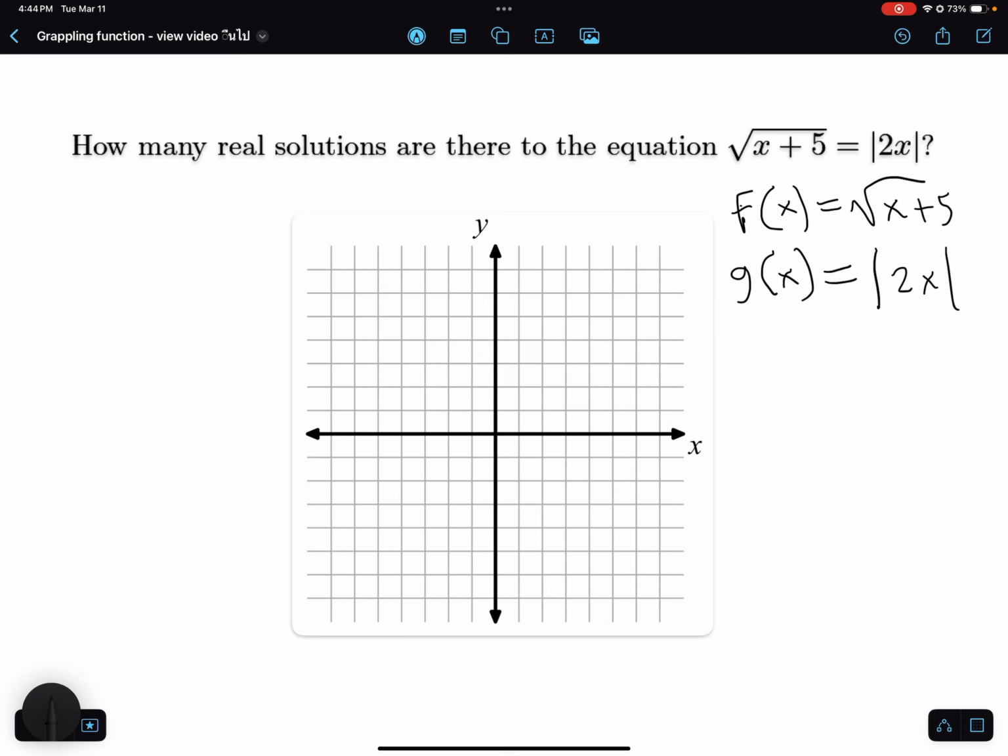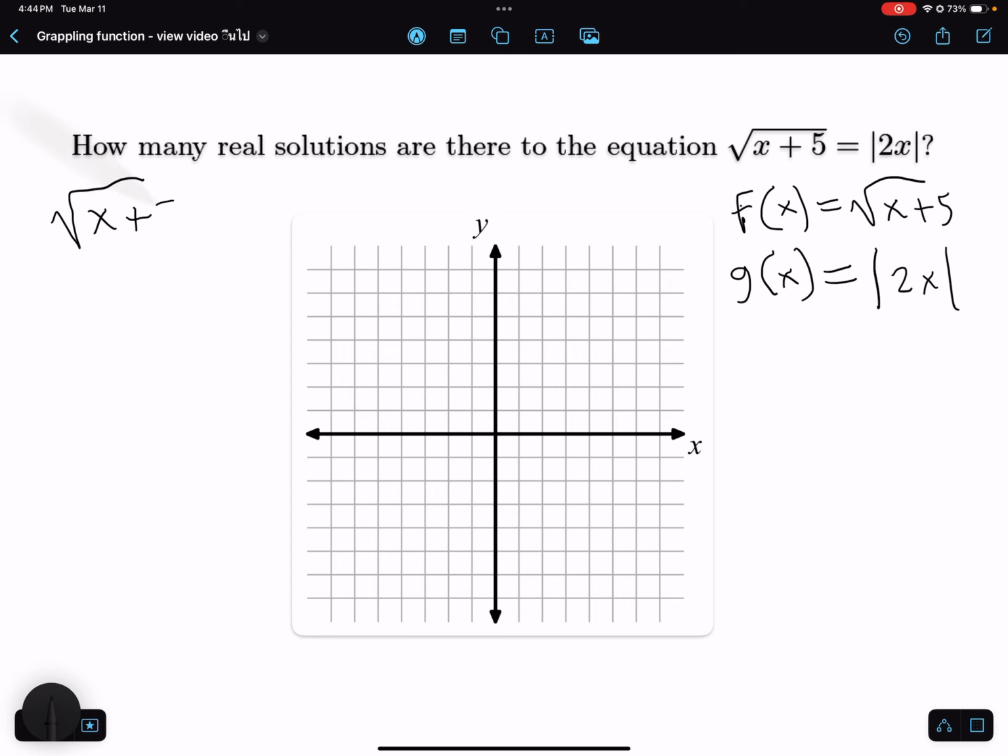So what we're trying to do here is we need to find the graphs of these two functions, because when we find the graphs, to find the solutions, we need to find the intersections between the graphs of these two functions. So let's start off by finding the graphs of the two functions, starting with f of x. So square root of x plus 5.